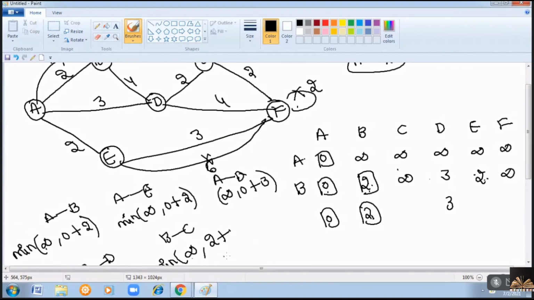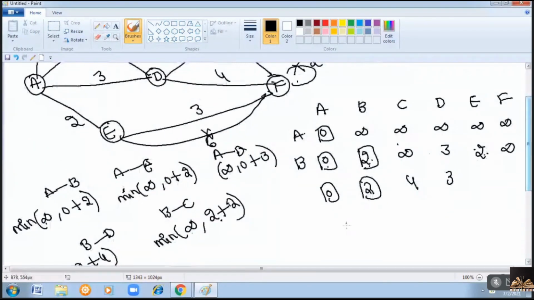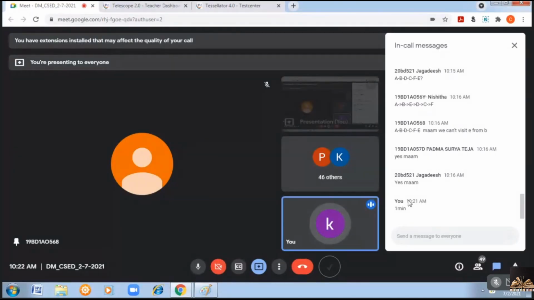The marked value is 2, B to C cost is 2, so it is 4. That's it. So B is connected directly to C and D. In these two values, which is minimum? 3 is minimum. Yes, there is no direct edge from B to E.